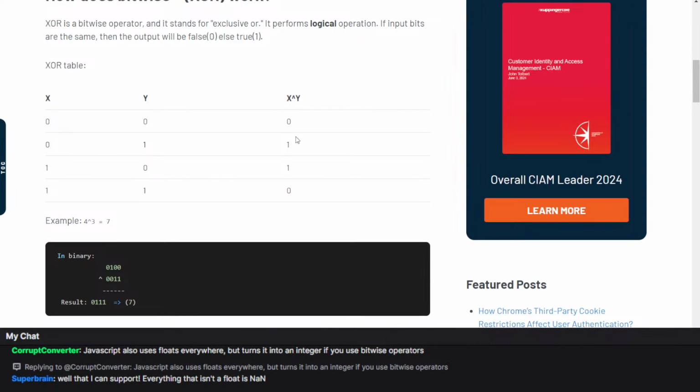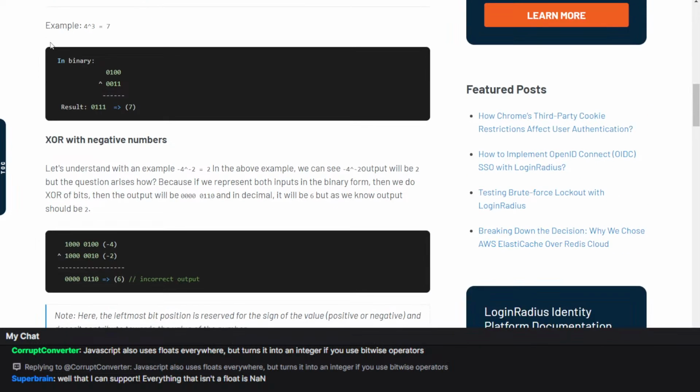Why is it only true if they're not the same? Oh wait, if input bits are the same, then the output's false. Oh, okay. I don't know why, but okay. Fine.